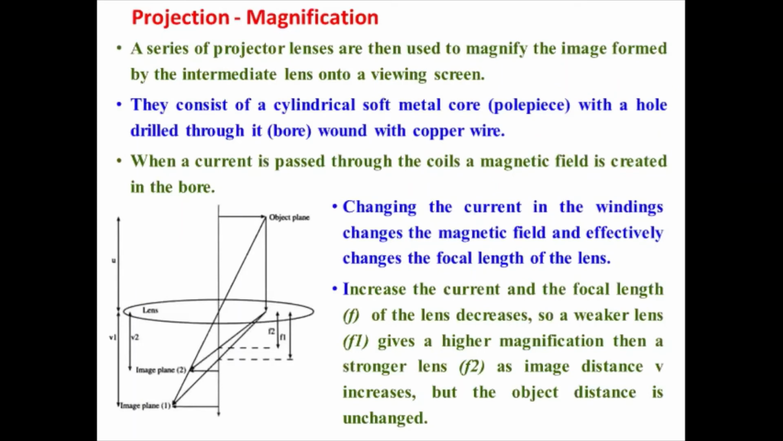Then there is another kind of lens called projector lenses. They are used to magnify the image formed by the intermediate lens onto the viewing screen. They consist of a cylindrical soft metal core with a hole drilled through it.